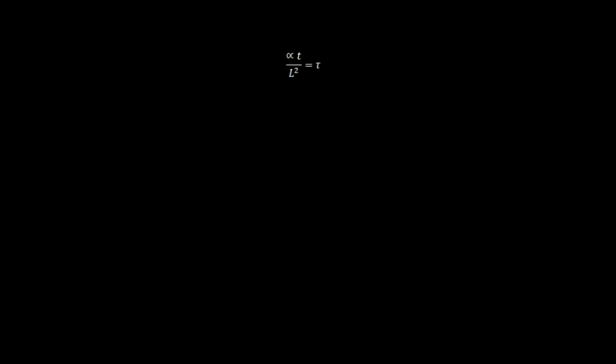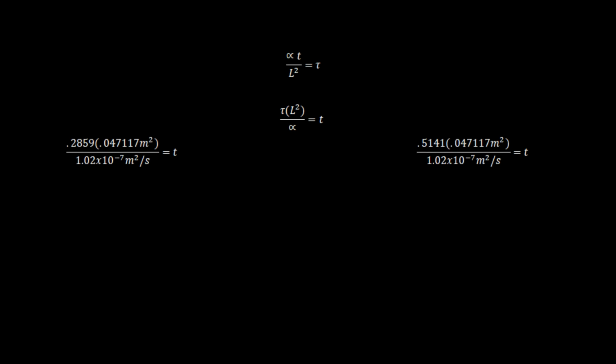With both the tau of a cylinder and the tau of a plane wall, we can now get the time by using this formula reworked like so. Plug in the various values and solve for the time of a cylinder and a plane wall respectively. Average them together to get the final time of 2.42 hours.